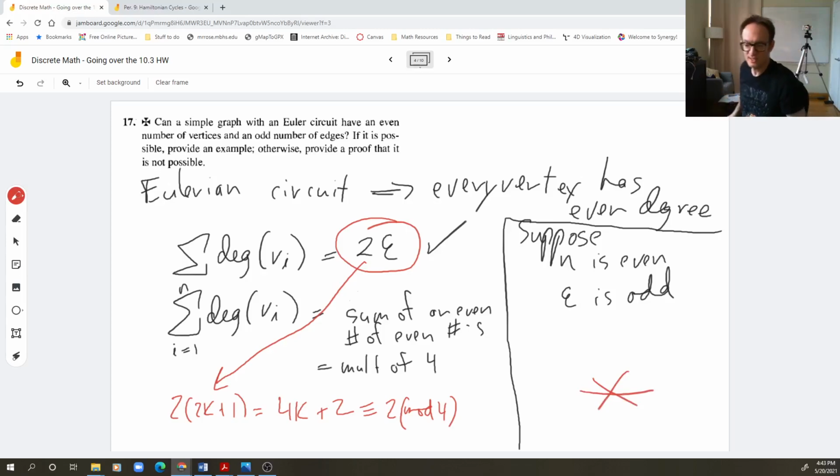If you listened to all of that, I think it made complete sense. If you look at this slide, it's terrible, but that's the bottom line. If there's an Eulerian circuit, then every vertex must have even degree. If you add up all those degrees, supposing that there's an even number of vertices, you're adding up an even number of even numbers, which is a multiple of 4. But if the number of edges is odd, then that is 2 more than a multiple of 4, so that's a contradiction, so it's not possible.